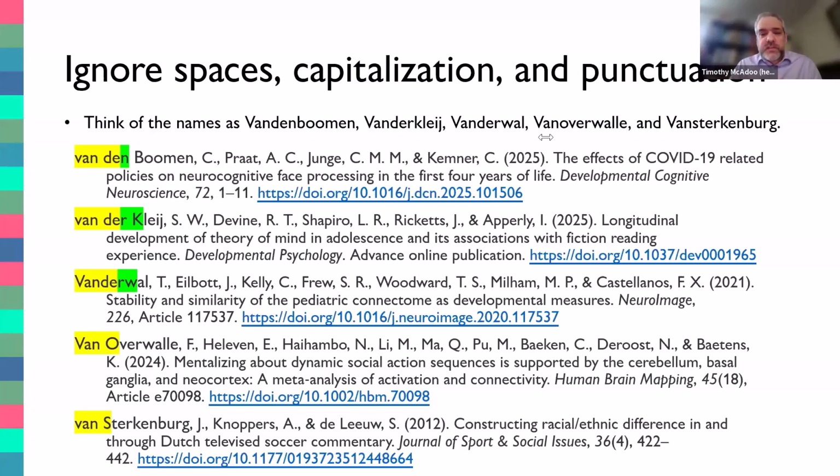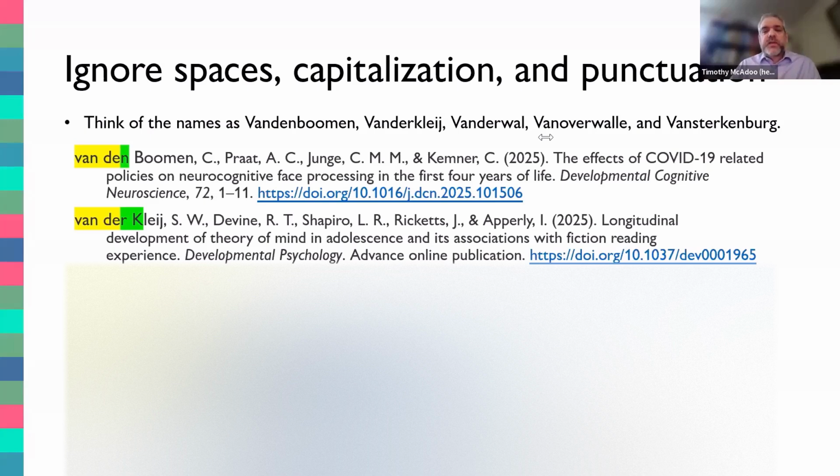So you can see that there are some spaces in the first two names on this list. But in terms of deciding which comes first, you're comparing V to V. I'm looking at Van den Boomen versus Van der Kleij. So we're comparing V to V and then A to A until you get to a difference. So Van den, V-A-N-D-E-N, comes before Van der, V-A-N-D-E-R.